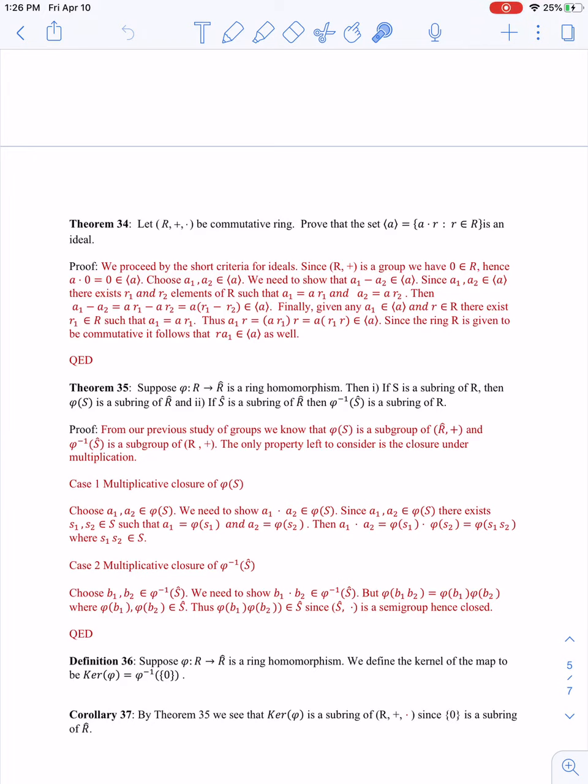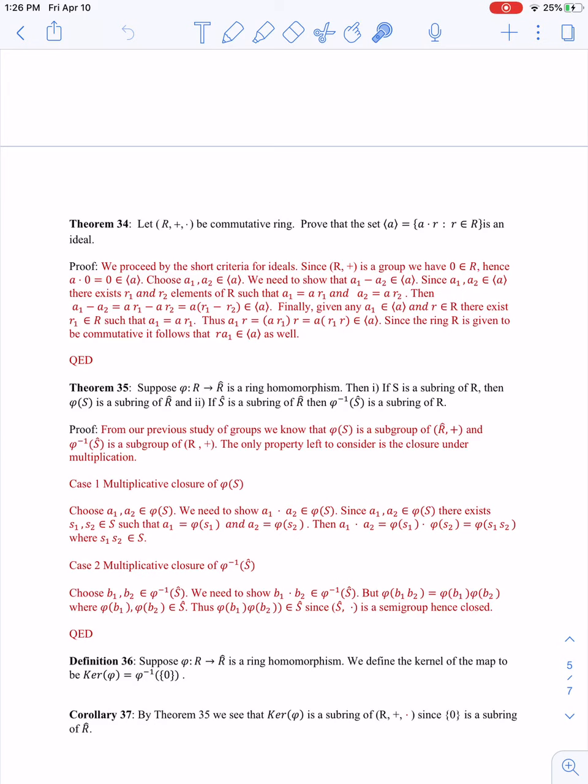Now, if we look at the multiplicative closure of phi inverse of S hat, again, this proof is going to be similar to the group proof. Choose B1 and B2 in phi inverse of S hat. We need to show that the product is in phi inverse of S hat. How do I show anything is in phi inverse of S hat? The answer is I take this, I hit it with phi, and I see if I get an element of S hat.